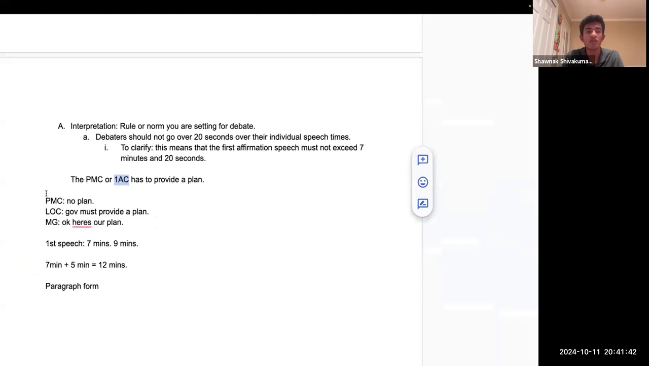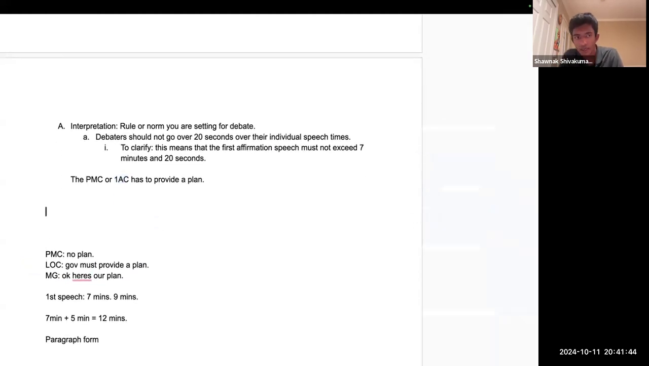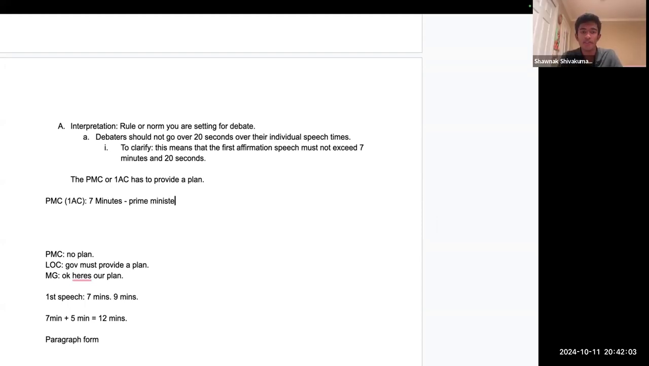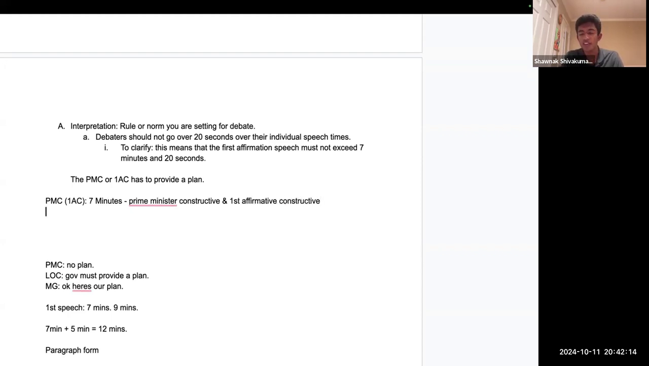Oh, and actually, a lot of people don't know this, so this is good to know. The PMC is also known as the 1AC, which is 7 minutes long. What does this stand for? What do both abbreviations stand for? Someone quickly. Prime Minister Constructive. And what does this say? First affirmative constructive. Okay, what's the next speech called?